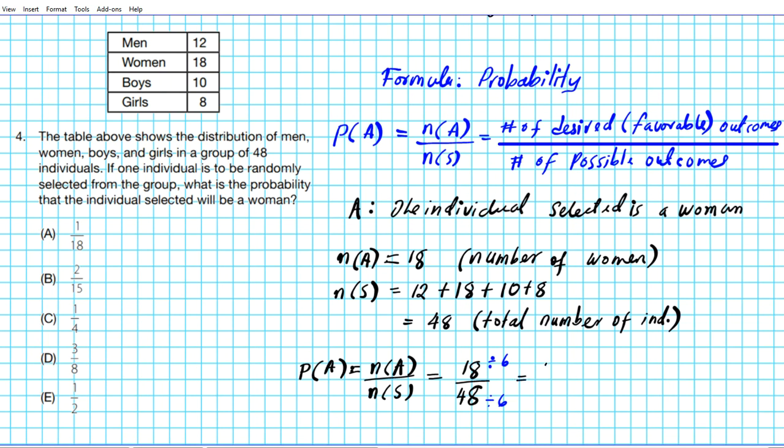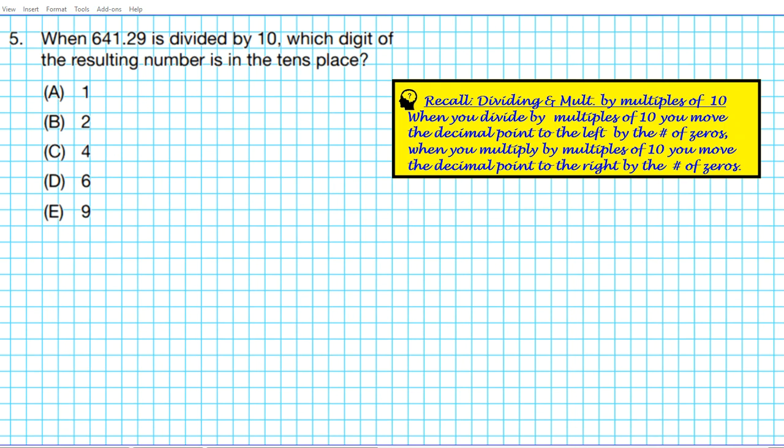6 goes into 18 3 times. 6 goes into 48 8 times. Okay, so we see 6 is the greatest common factor because when we divide by that number, the resulting fraction cannot be simplified any further. So the answer to question number 4 is option letter D. Alright, let's take a look at question number 5.